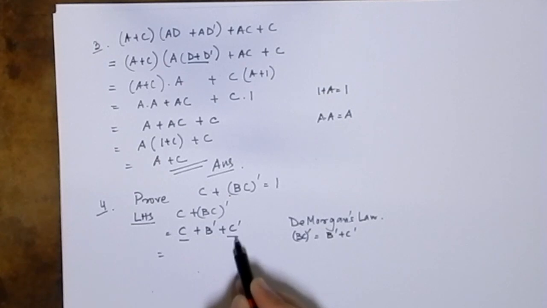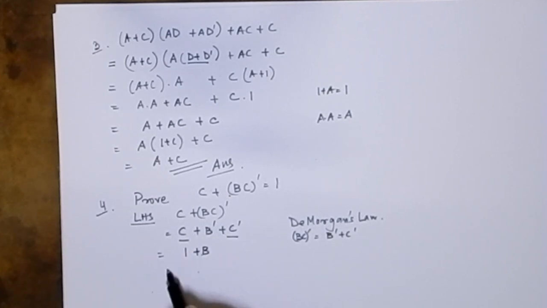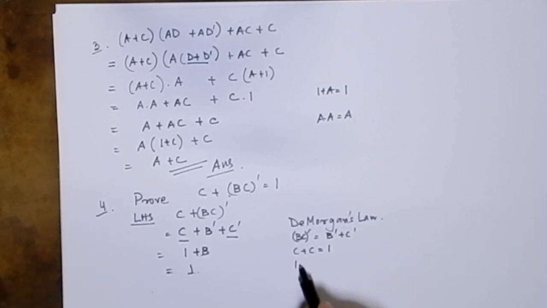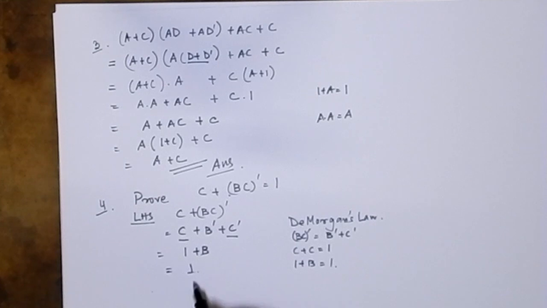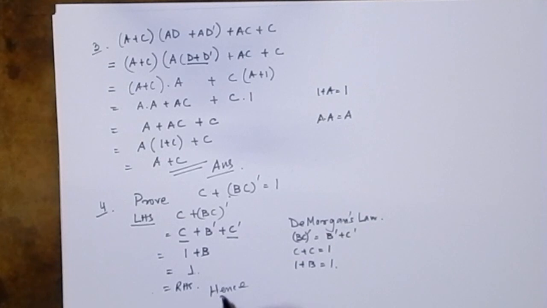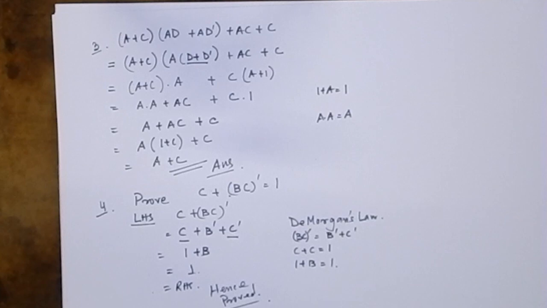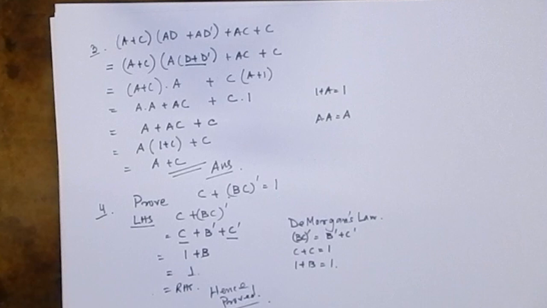Now C plus C dashed is 1, and 1 plus B is again equal to 1, which is equal to the RHS. Hence proved. So in this way, if you have the Boolean laws at your fingertips, then you can simplify any Boolean expression without any hiccups. At the end of this video, I will be adding some homework for you, which I expect you all to do on your own and mail them.